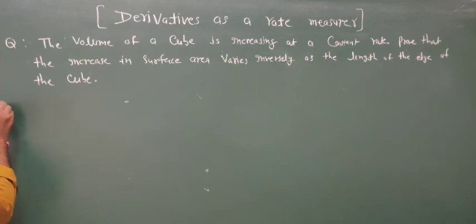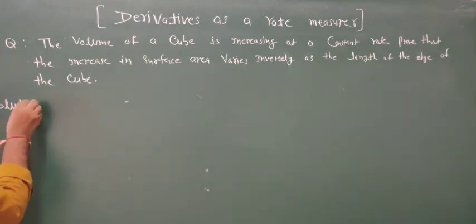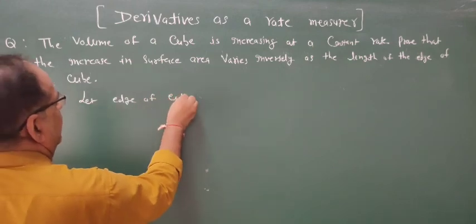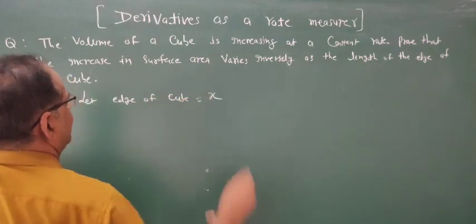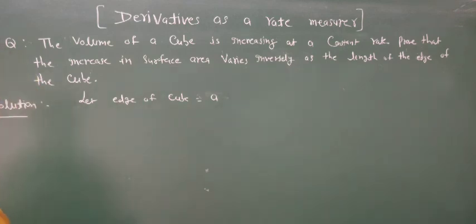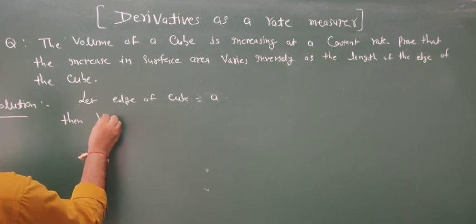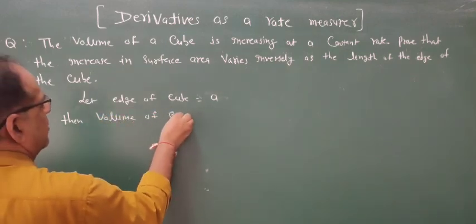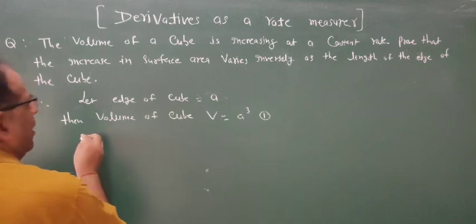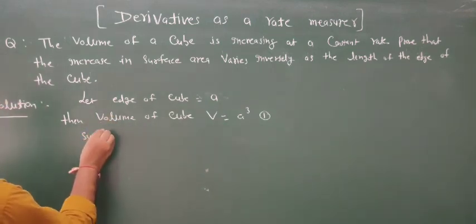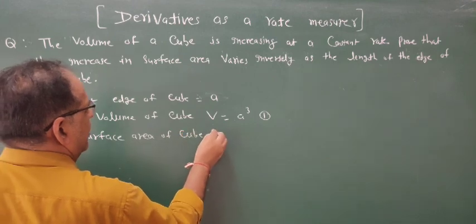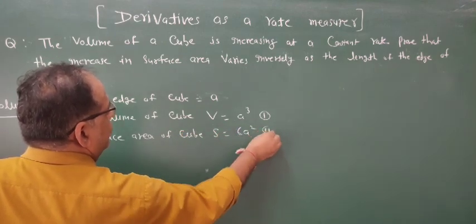So now let edge of cube be equal to x, or suppose that we assume a or L, then volume of cube V equal to a cube, and surface area of cube S equal to 6a square.